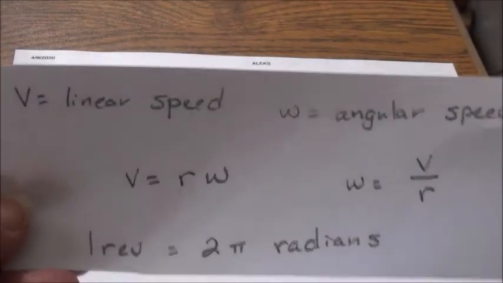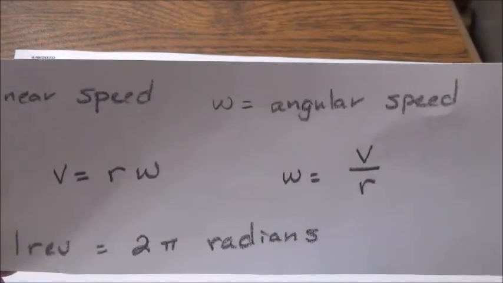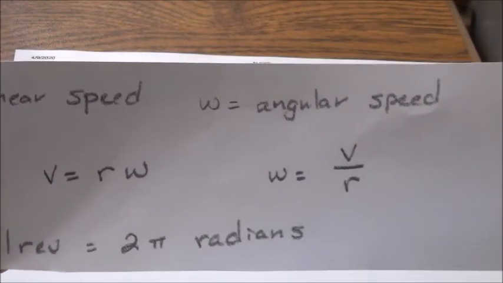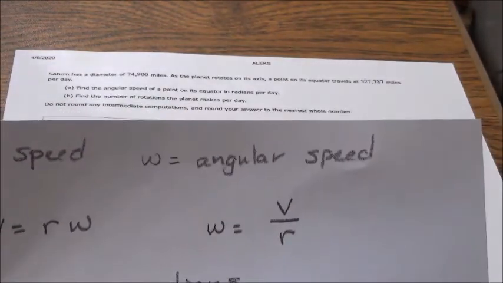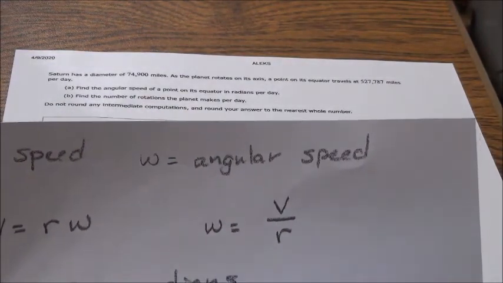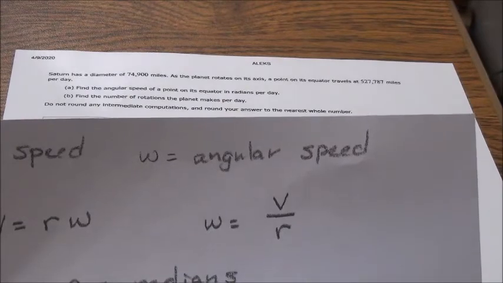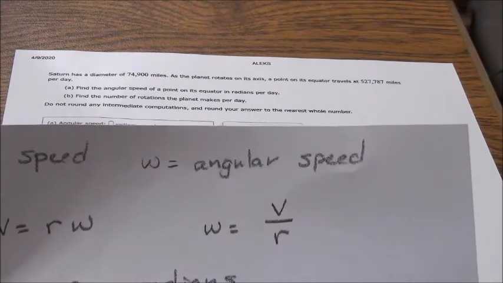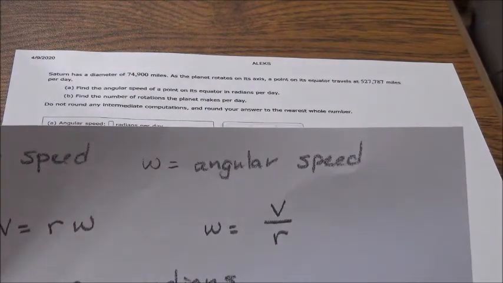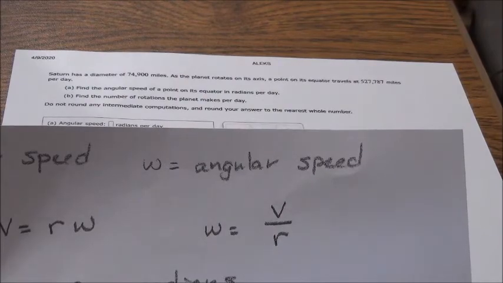So again, if I am doing this, I have to use my formula here. My linear speed is equal to the radius times the angular speed. And so in this case, we know the angular speed because we know that it's a point on the equator and it's rotating. And so the angular speed is going to be the linear speed divided by the radius.